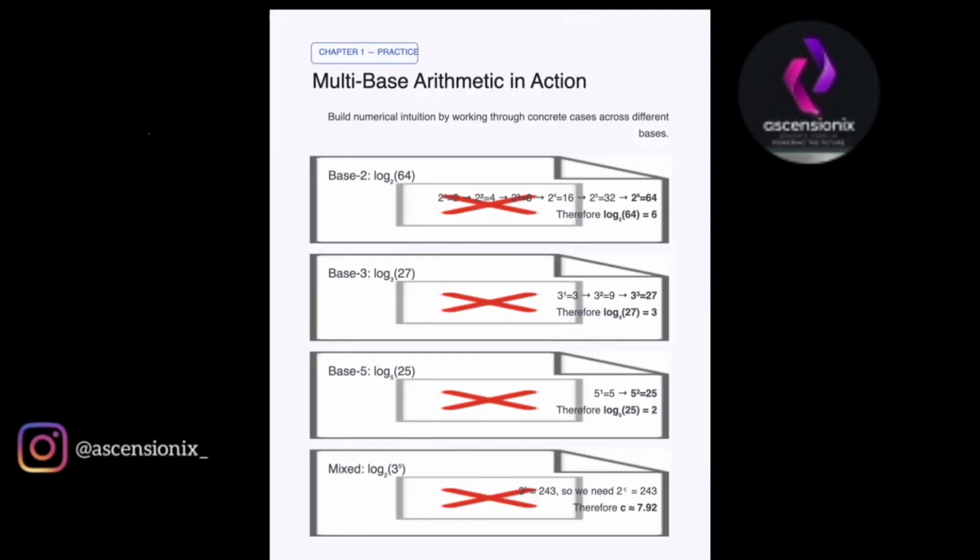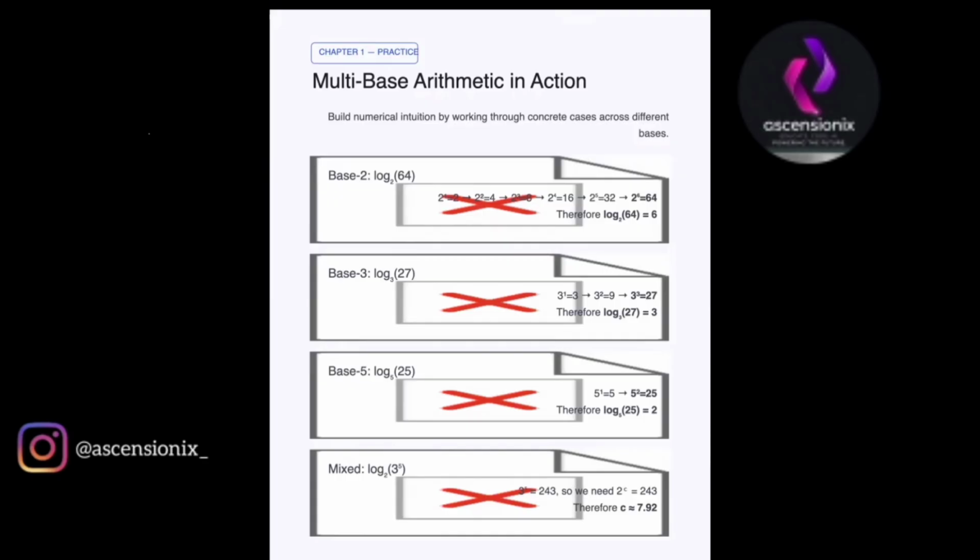Easy, right? Let's try the other one. So base 3. Okay, so we can say log base 3 of 27. So here you can see 3 to the power 1 is 3, 3 to the power 2 is 9, and 3 to the power 3 is equal to 27. So the answer is 3. Correct? And same for the other one, log base 5 of 25. So same, 5 to the power 1 is 5 and 5 to the power 2 is equal to 25. So the answer is 2.